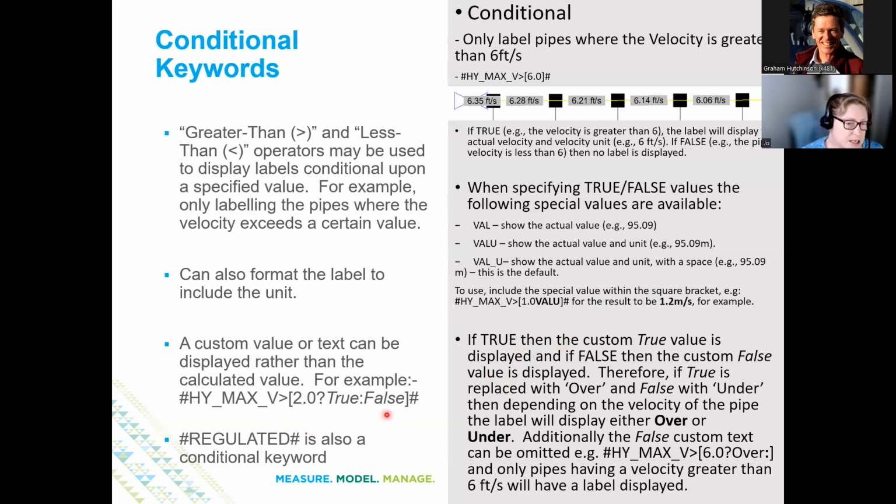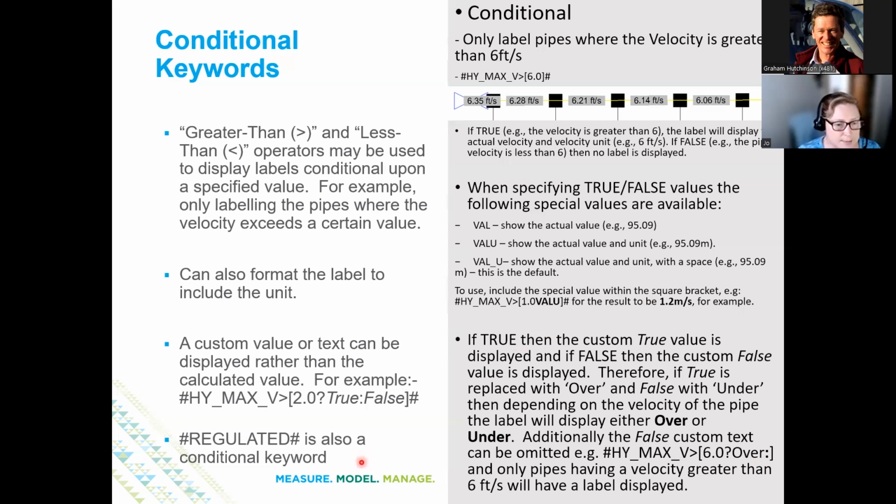And another conditional keyword is regulated. So this was the option for irrigation block entities. This is when you tick that little regulated checkbox, which means that there is some sort of regulator at the start of the tape or the spray line. You can now label your block entities to say that this block is regulated.